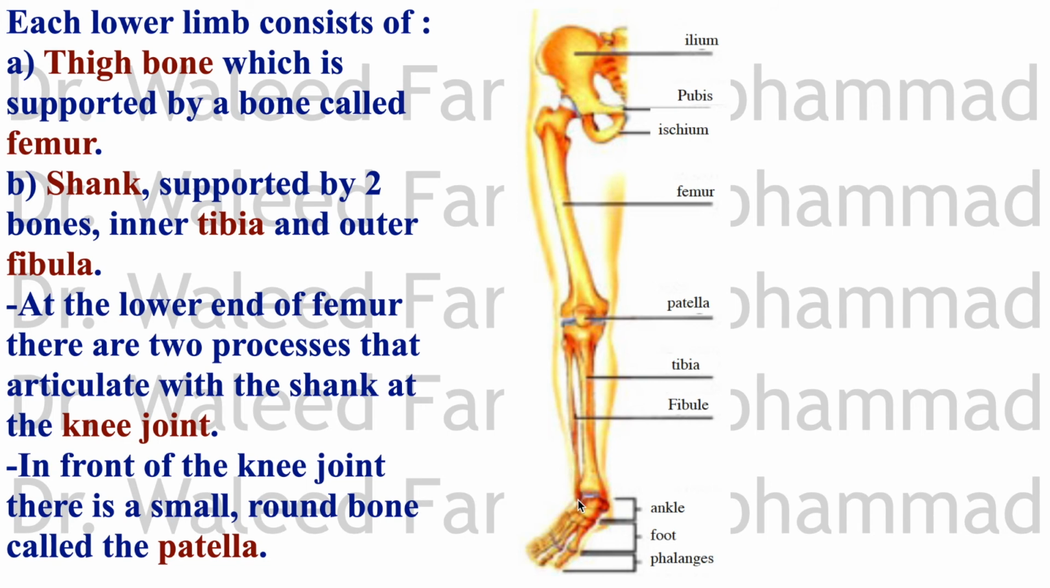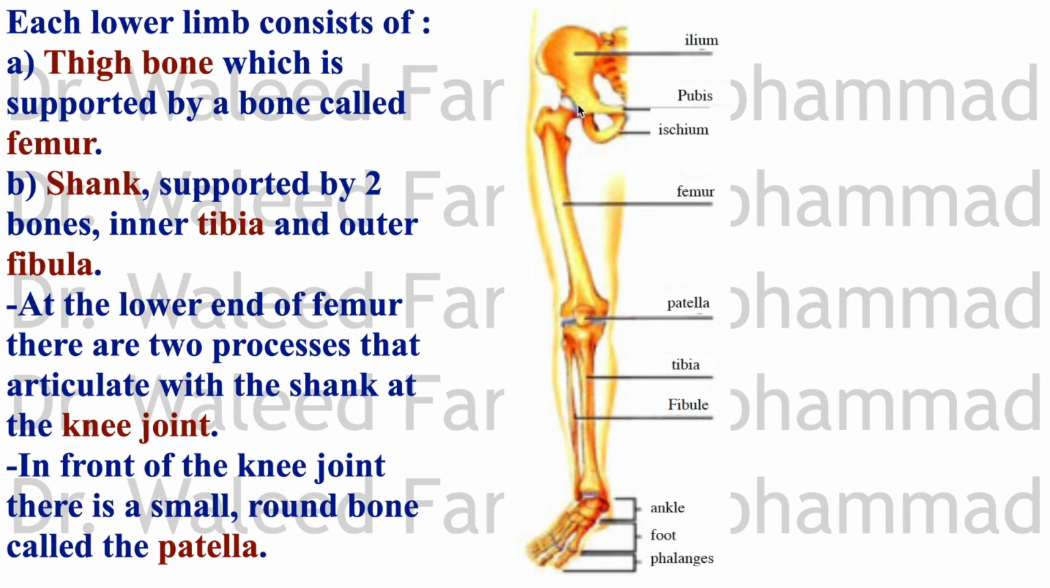These are the lower ends of the fibula and the tibia, as you can see here, that form the ankle joint. Ankle joint with what? With the tarsal bones. That corresponds to the carpal bones of the hand. This is the tarsal bones in the foot. And the metatarsal bones, like the metacarpals, and the phalanges, like the phalanges of the hand. Okay? So do not forget this, please.